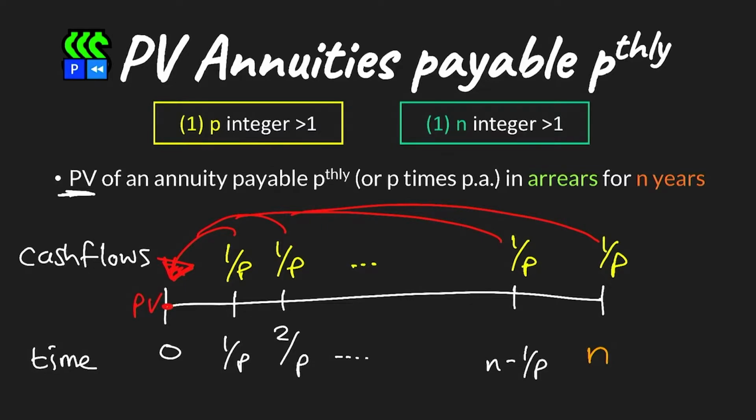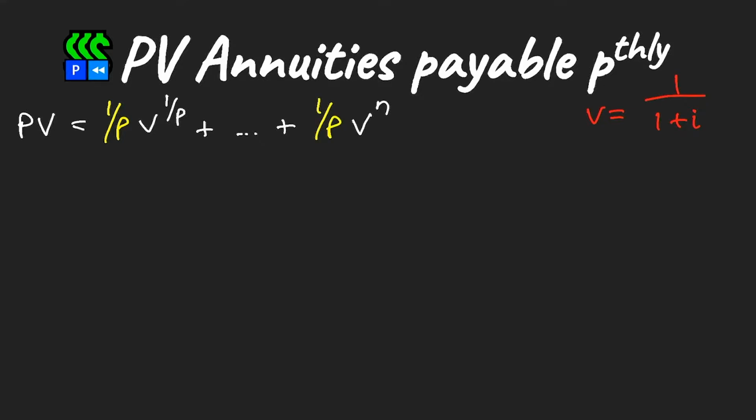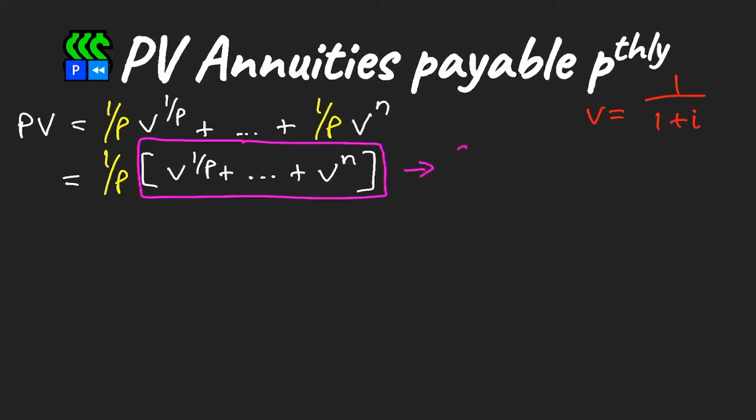What we're trying to do now is discount each of these cash flows to time 0 to calculate the present value. We can write out our equation of value by discounting each of the cash flow payments. Our first period is 1 over p, so we discount it over 1 over p. Here v is our discount factor that uses an interest rate of i% effective. This is an effective interest rate per annum. We then pull out a common factor of 1 over p, and we call the terms in the brackets a.